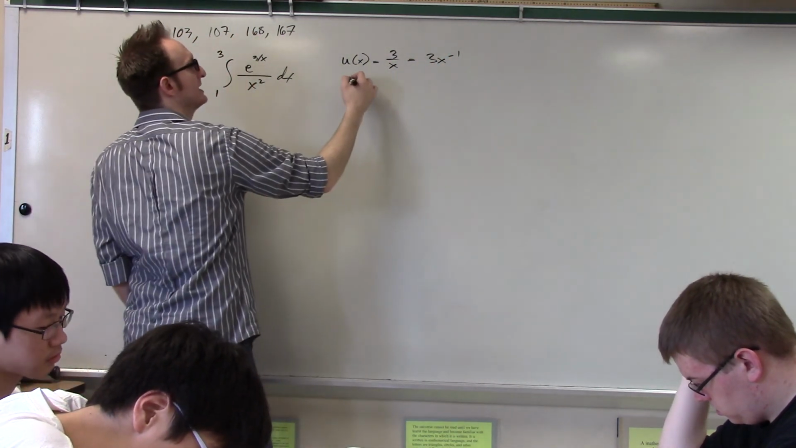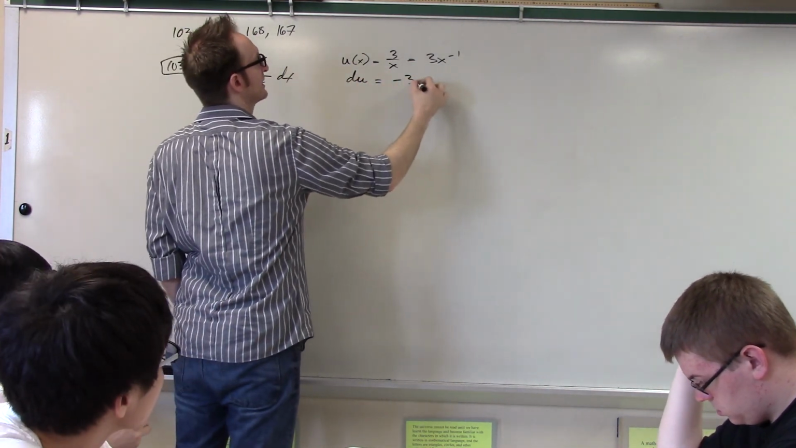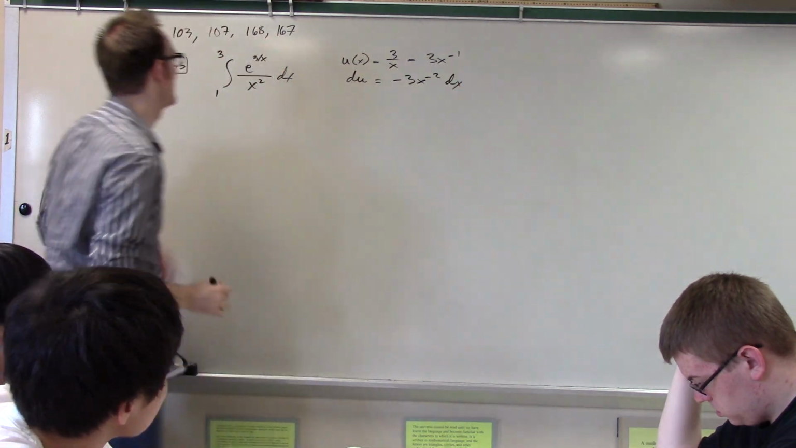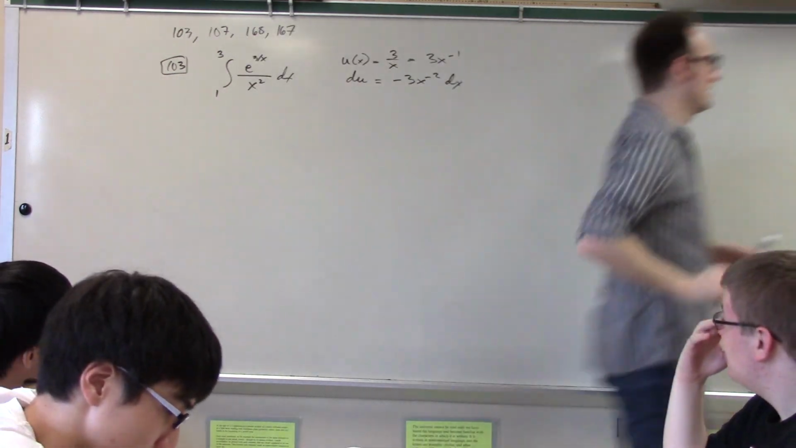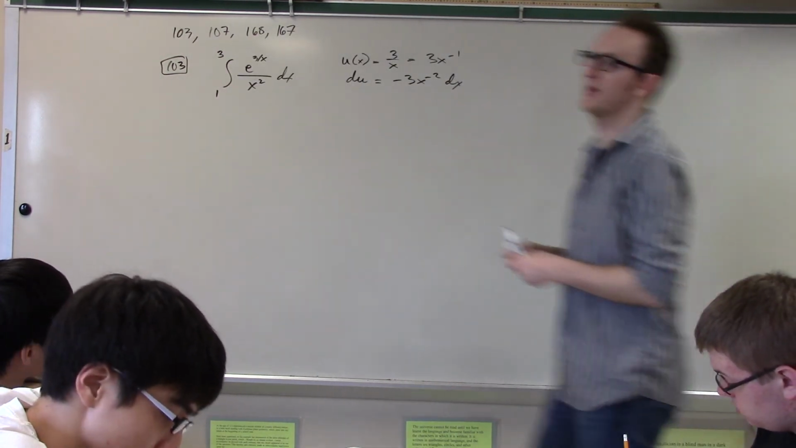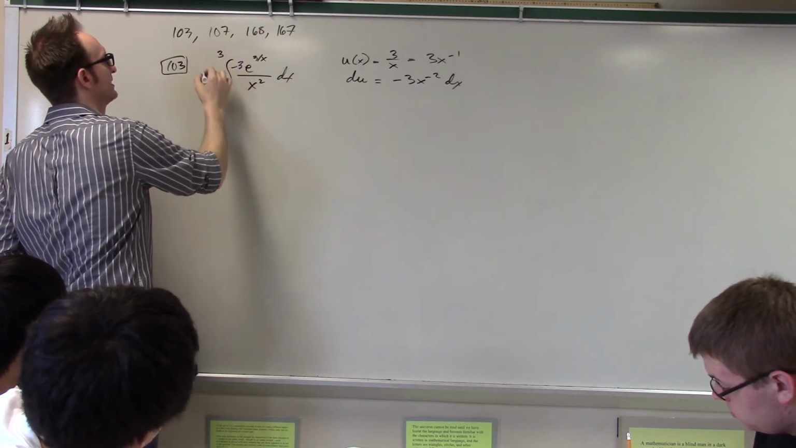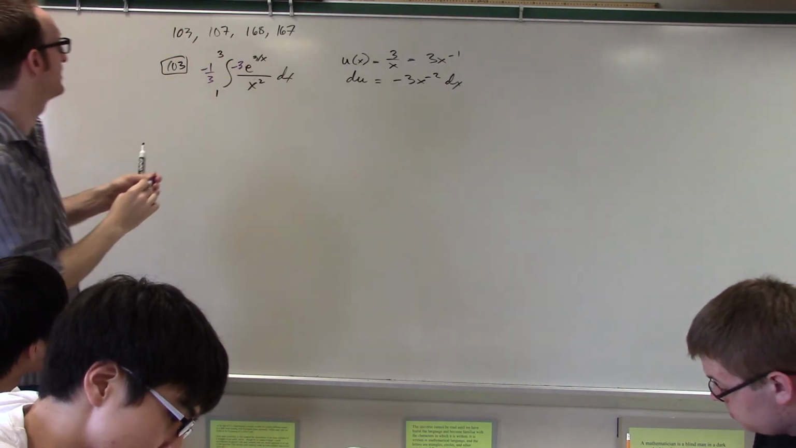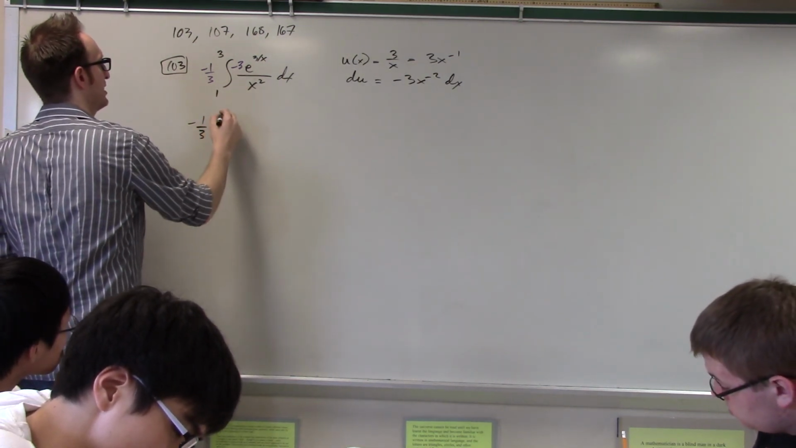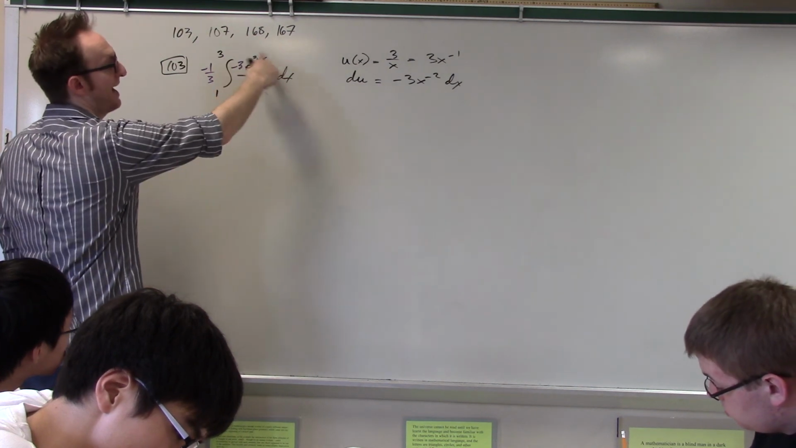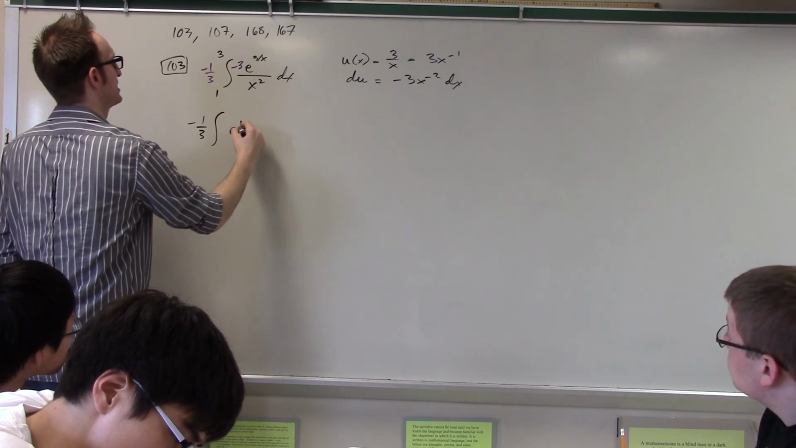So why is that a good idea? Because du will be negative 3x to the negative 2 dx, and that's what I see here, right? So if I put in a negative 3 and undo the damage with a negative 1/3, then everything is looking good. And this is basically just e to the u du, right?